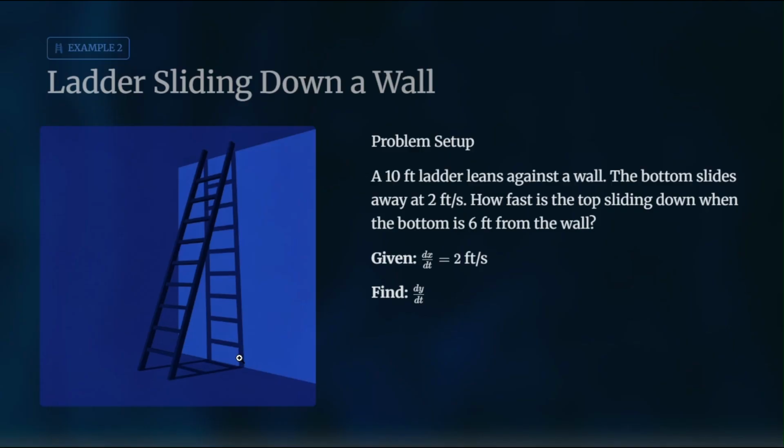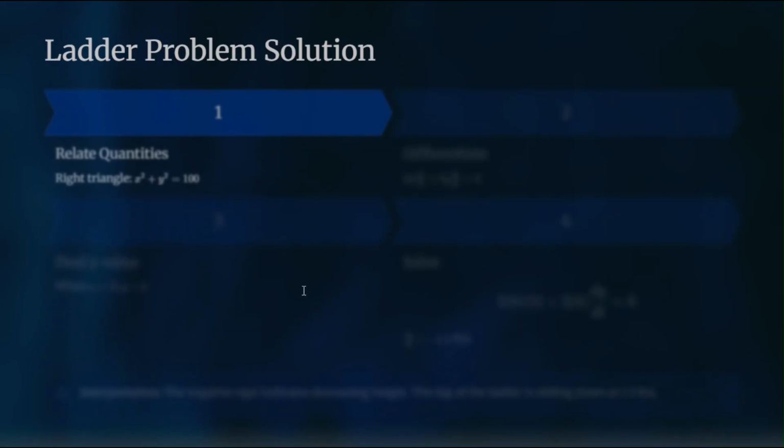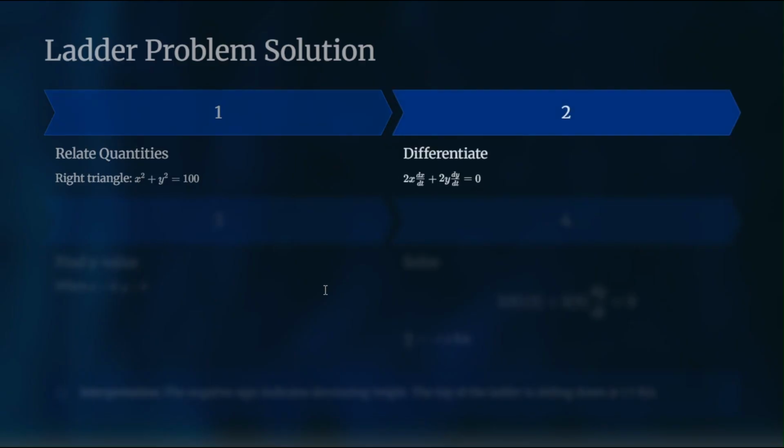Now, we're given the rate dx/dt, that's how fast the bottom slides away, and that is 2 feet per second. We're looking for how fast the top is sliding down right here. So that will be dy/dt. That's what we're looking for. First, let's set up our equation. Our right triangle formula is x squared plus y squared equals 100. So we can differentiate our equation. That will be 2x times dx/dt plus 2y times dy/dt equals 0.